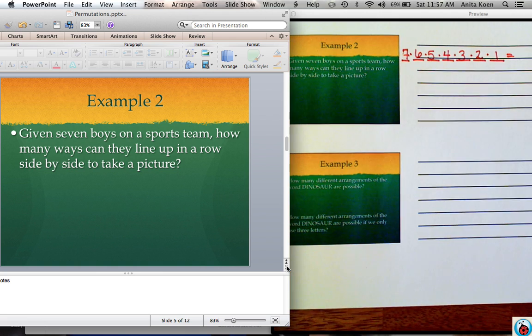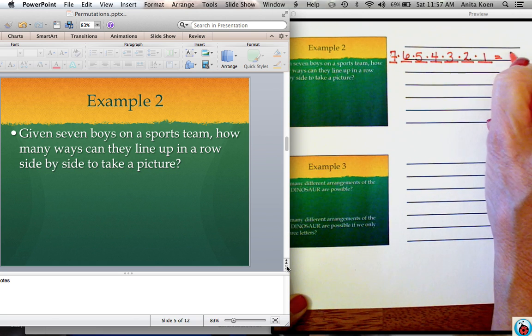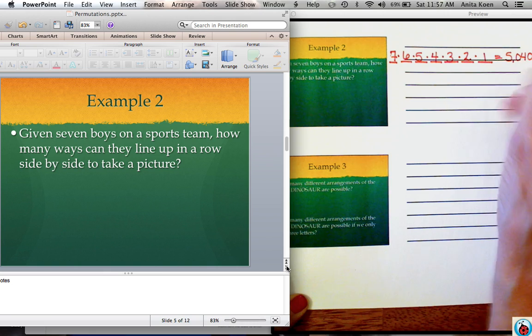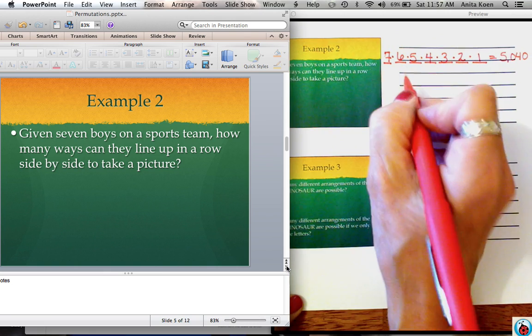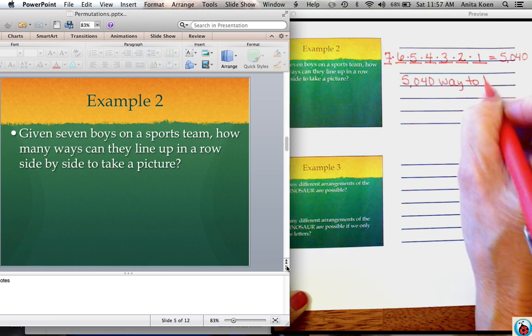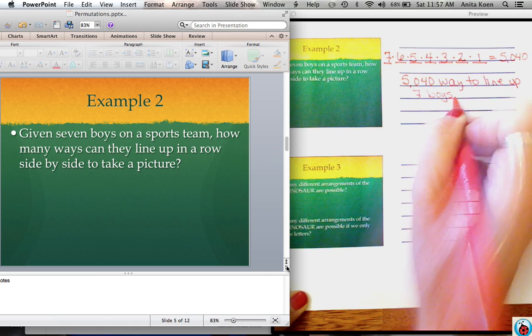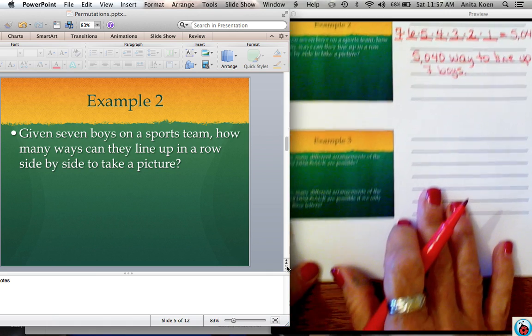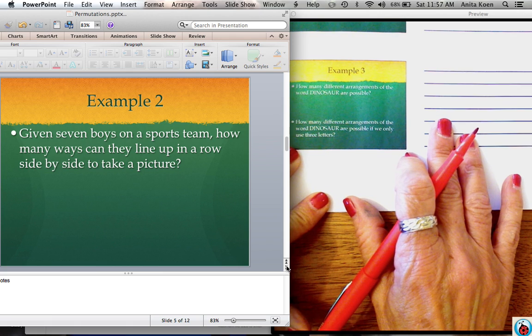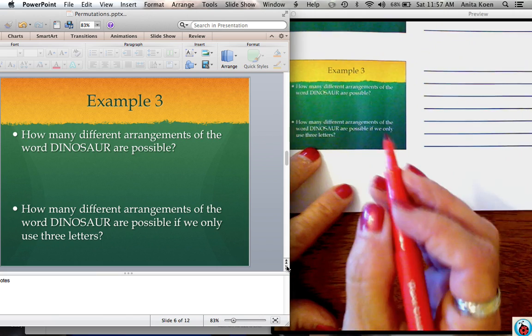So we're going to go to our calculator now and do 7 times 6 times 5 times 4 times 3 times 2 times 1, which is 5,040 ways to line them up. So there's 5,040 ways to line up 7 boys side by side for a picture. Okay, let's look at example 3. How many different arrangements of the word dinosaur are possible?